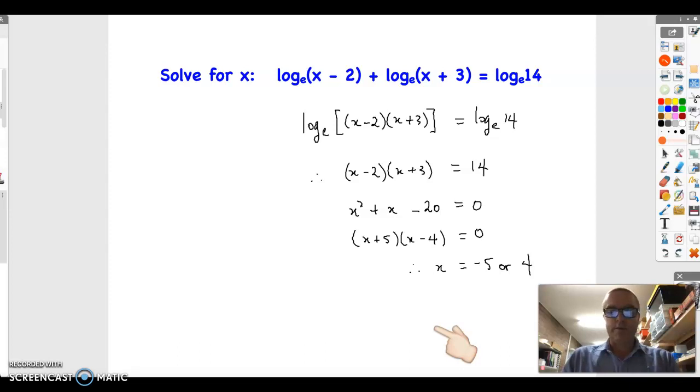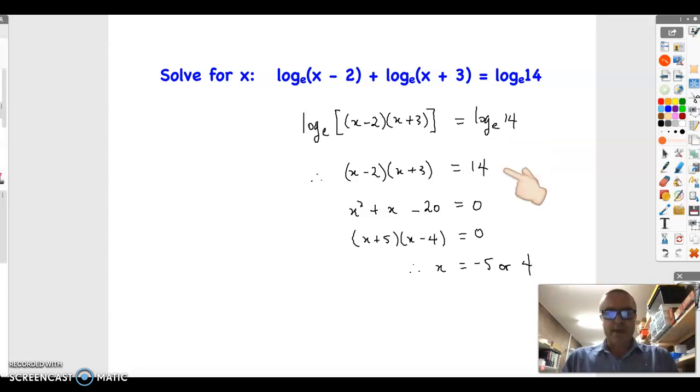You can see here we've got an addition of logarithms. So we're adding those two logarithms together. Importantly, that's the same base. So I've multiplied x minus 2 by x plus 3. We already have a logarithm on the right hand side of the equation. So now we've got two logarithms that are equal to each other. We can deduce that x minus 2 times x plus 3 is equal to 14.